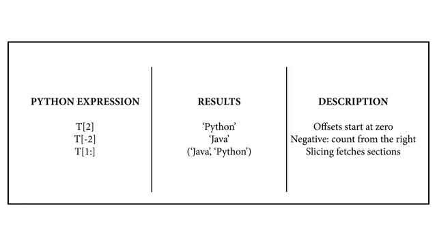And the last one, we have T[1:]. So the result must be Java and Python. In the description, it means that slicing fetches sections. Like in a string, if you input like that, it will start from 1, or the second element in the list or on a string. Also in a tuple, it will start on the second element up to the last element. So in our case, Java is the second element and Python is the last element.